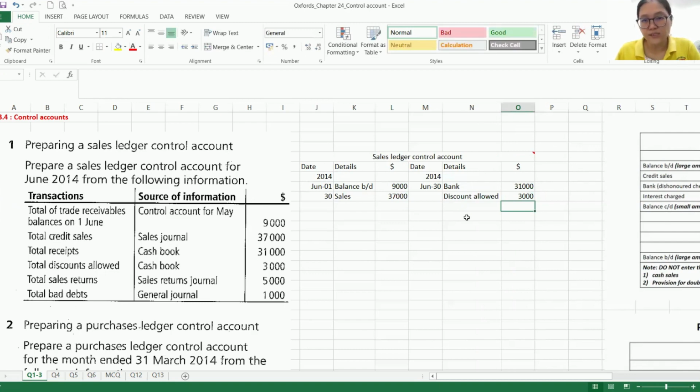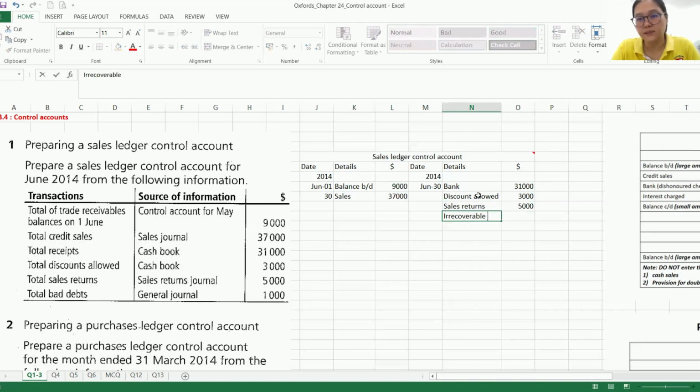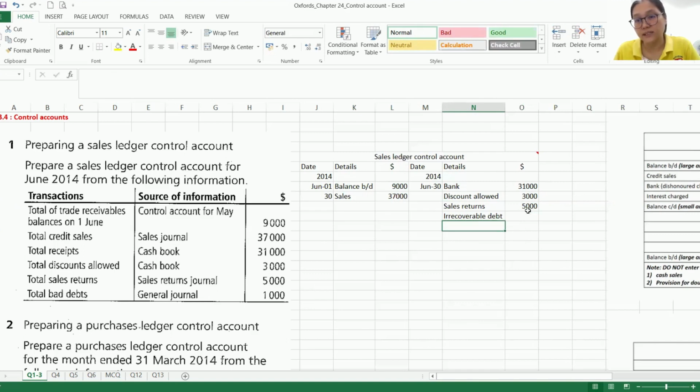Next is the sales return. Sales return is on the credit side. Sales is in the debit, sales return credit, 5,000. Bad debt. Okay, this is the old term, bad debt. The new term for bad debt we call irrecoverable debt. So this applies to questions from 2000 onward. So take note of the change of term. Actually it's a bad debt, same thing. It's a debt that is confirmed cannot be collected from the customer.